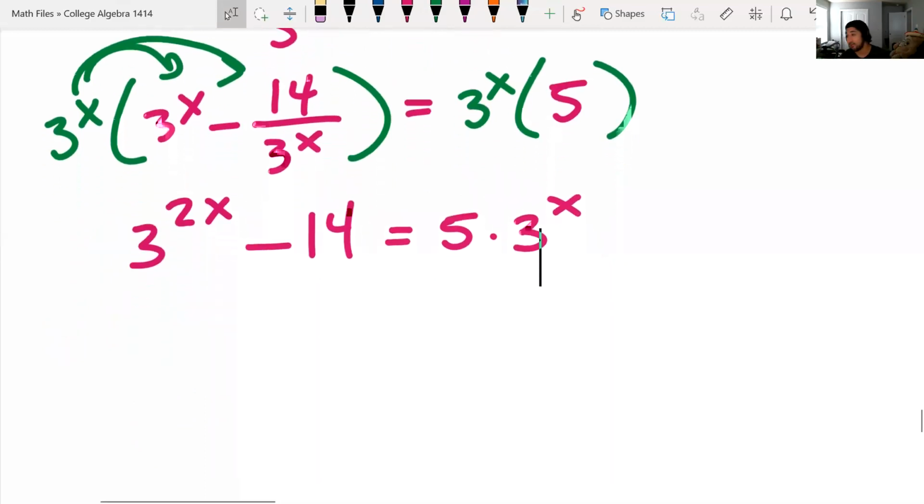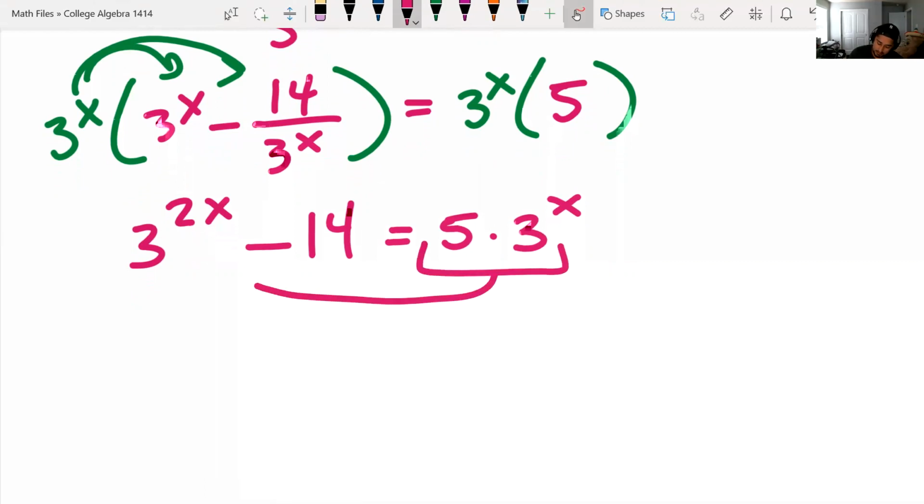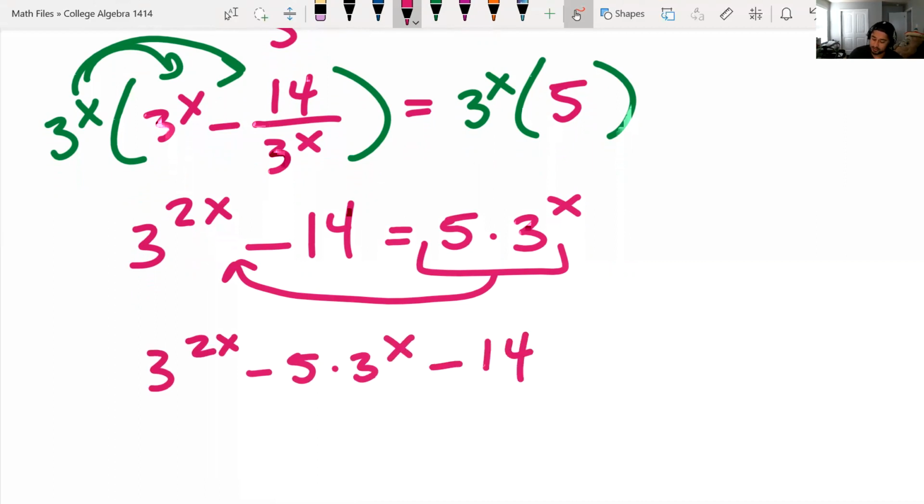You can't multiply that 5 and 3. Don't do it. Okay, and now we're going to take this and move it to the left. So we'll have 3 to the 2x minus 5 times 3 to the x minus 14 equal to 0.